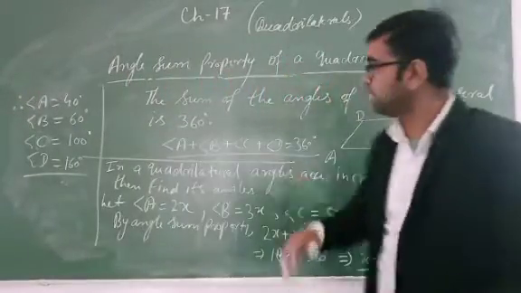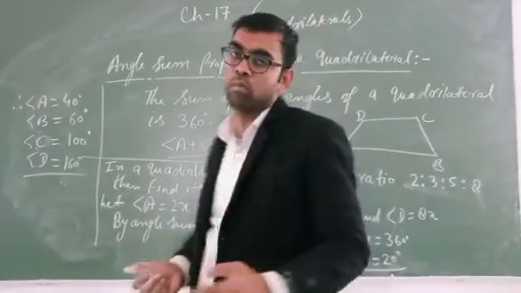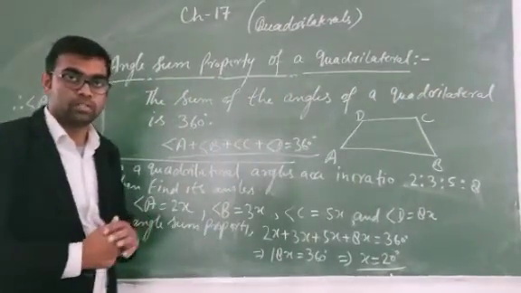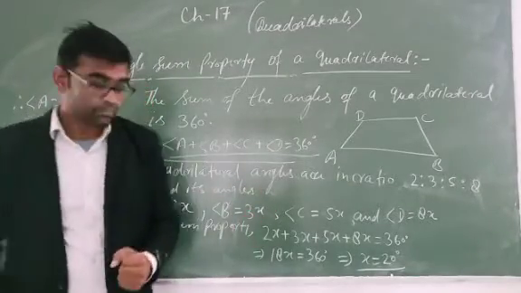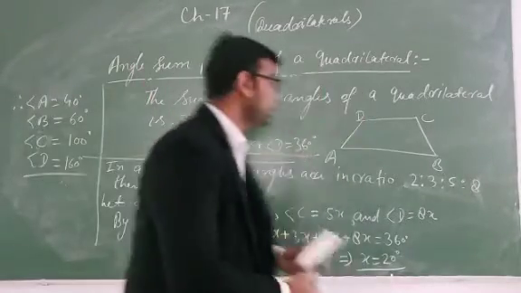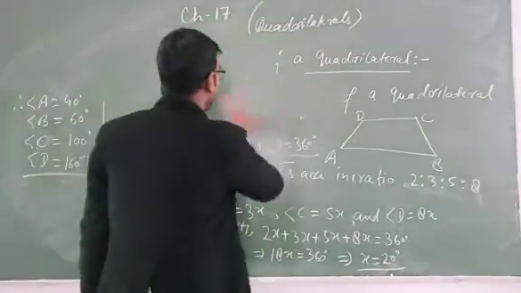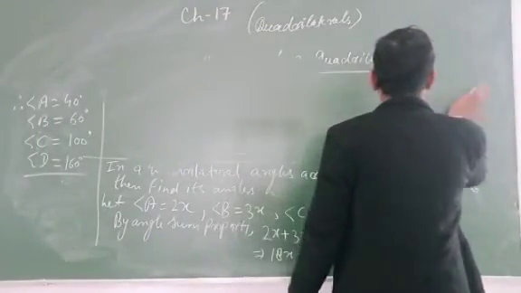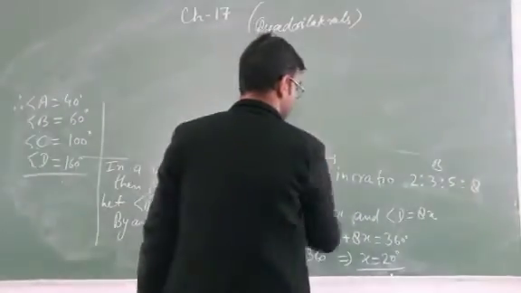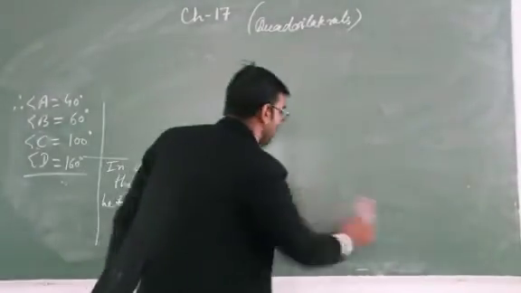Okay, you applied the angle sum property of a quadrilateral, so you can apply it and solve more questions on the basis of this. Okay, so now next, it is done. Now the interior and exterior part of the quadrilateral. So what are the interior and exterior parts? Interior and exterior of a quadrilateral.